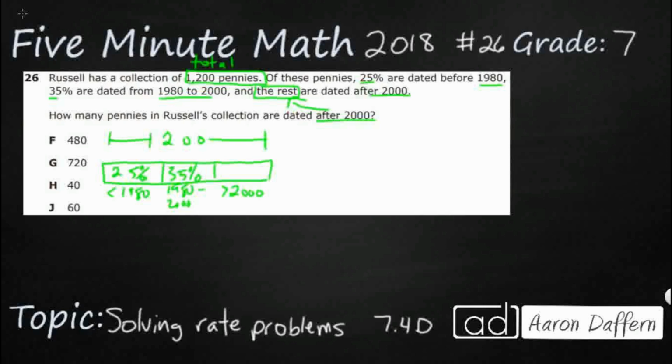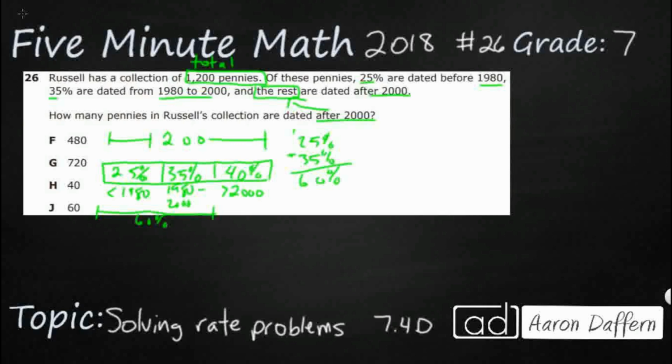Well, how much is left? If I've got 25% and 35% already used up, well, that's going to be 5, 6, that's 60%. So these two right here make 60%, and I know that the whole thing needs to be 100%, so then this needs to be 40%. All right, so now I've got 100%. I don't have any numbers yet, but at least I have percentages.